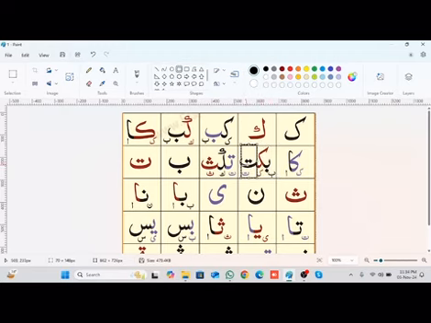Kaf, ta. And remember, ba has only one dot and the position of the dot is downward. Ta has only two dots and the position of the dots is on the top. So you remember all these fundamentals as well. Ba, kaf, ta.